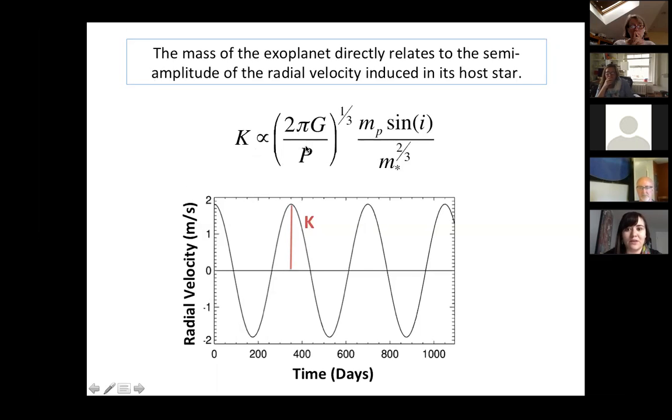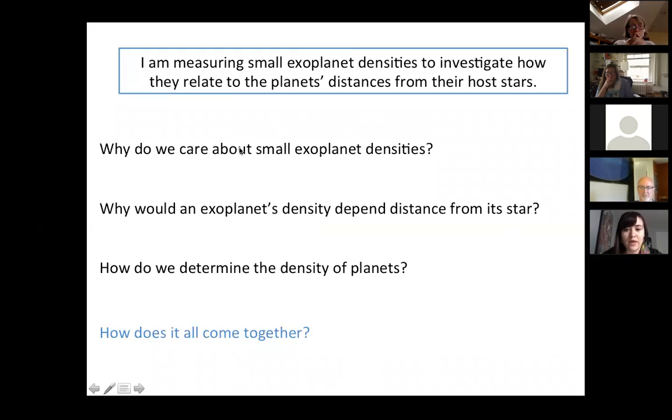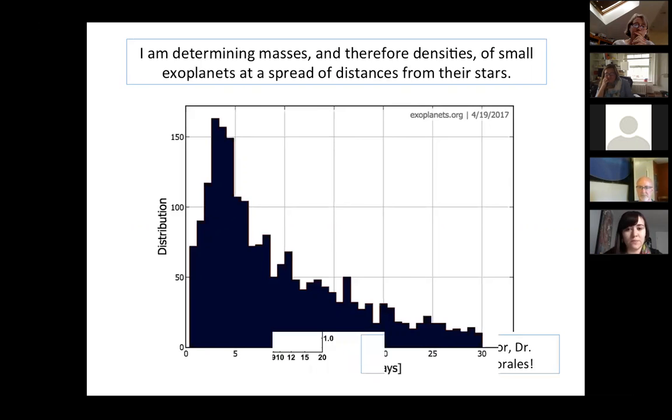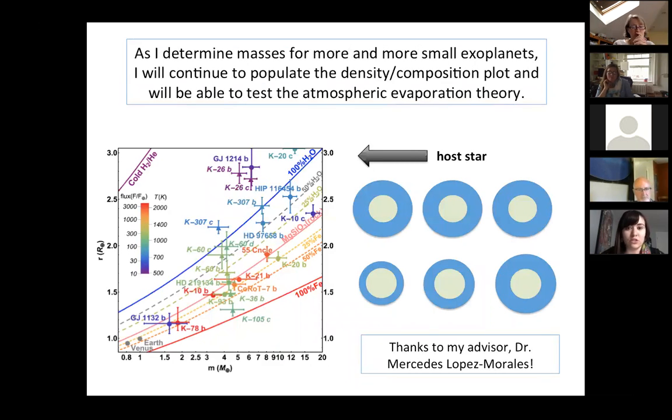And because it's on the bottom of the equation, things at a longer period will induce a smaller K value and therefore be more difficult to find. And so these long period planets out past like 10 days haven't really been characterized much. And they're very difficult to detect in radial velocity signals. I'm using a fairly new method that uses something called Gaussian processes to find these planets and determine their masses from their signals. And so in the end, as I determine masses for more and more small exoplanets at a variety of distances from their stars, I'm going to continue to populate this density plot that I showed you earlier on the left.